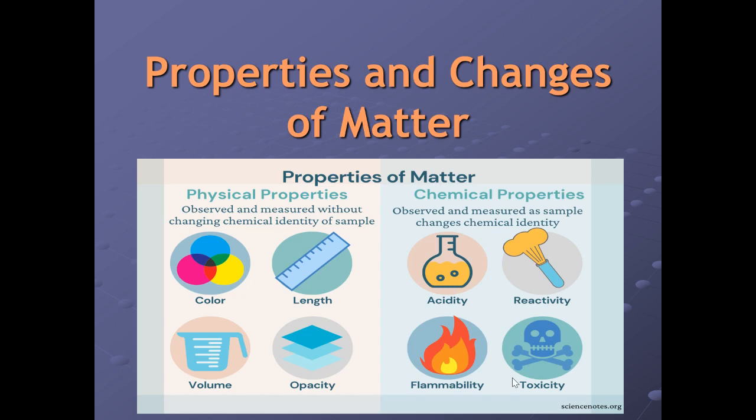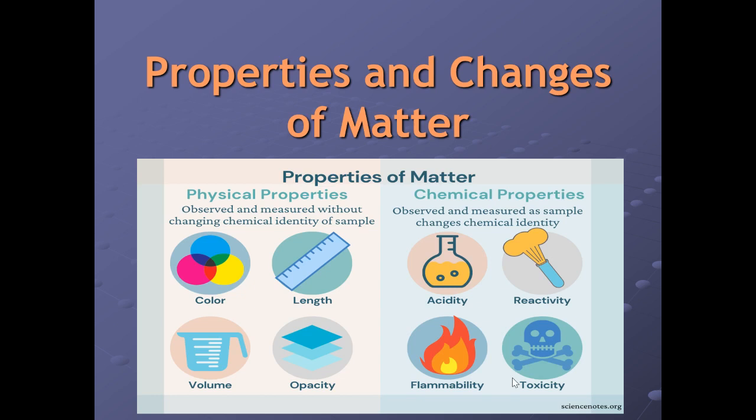Chemical properties are observed and measured as a sample changes chemical identity. For these, you can't really observe with your senses. You really wouldn't be able to observe them unless you did some kind of chemical reaction to the actual substance. Some examples of this are acidity. Acidity has to do with how many positive hydrogen atoms and how many OH, so hydroxide molecules, are in there. Not important, but it's the chemistry that it's made up of.